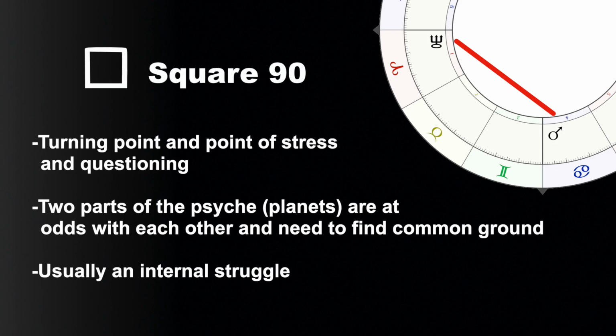Many, quote, negative mental and emotional states can be shown through squares in a person's chart. This is usually the hardest aspect, and it forces growth of some kind. It forces action. And again, it's sort of a turning point.